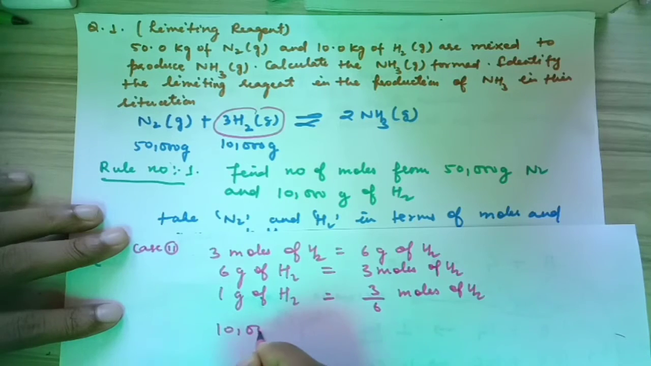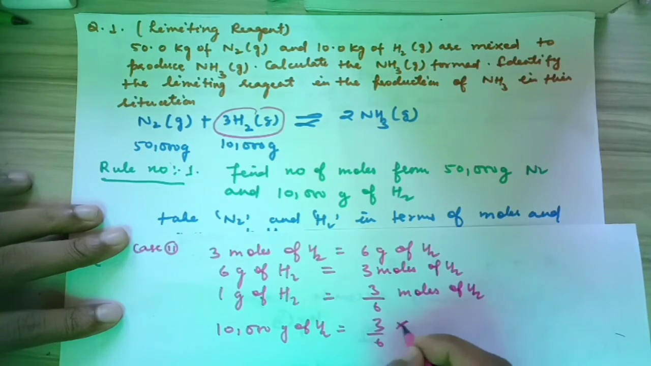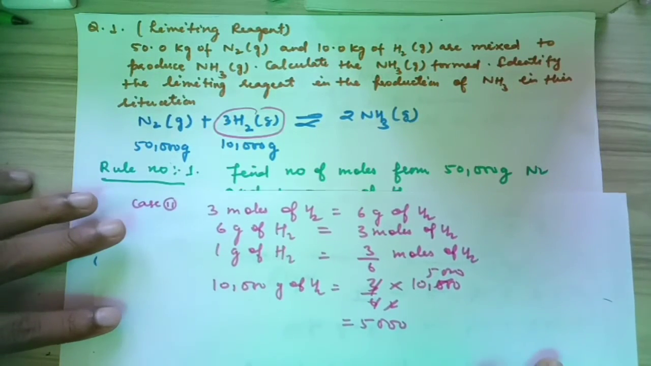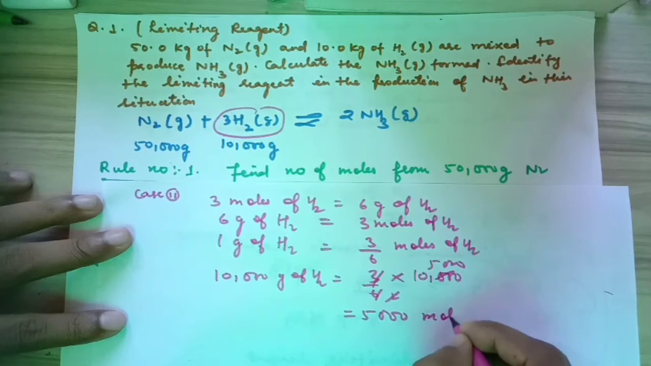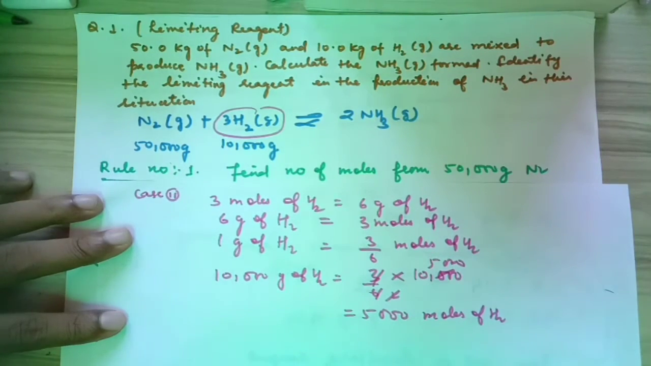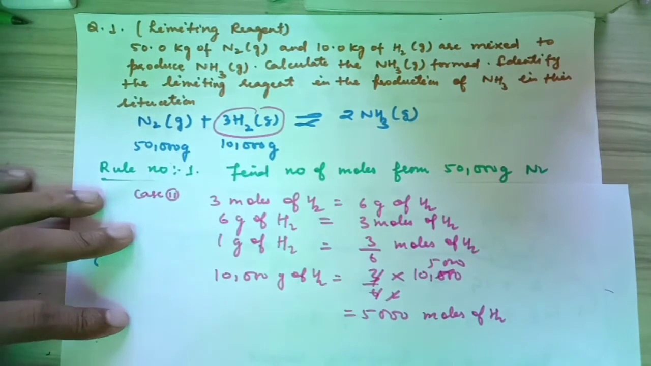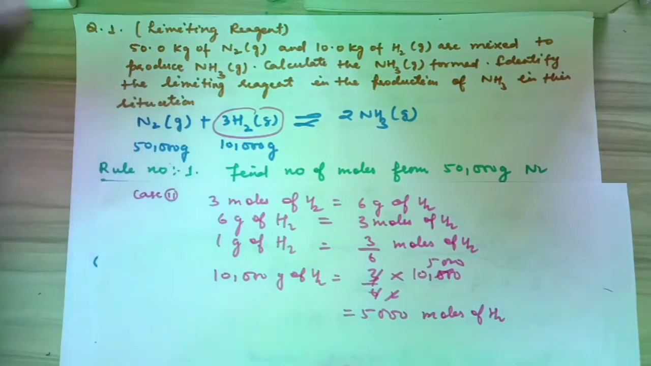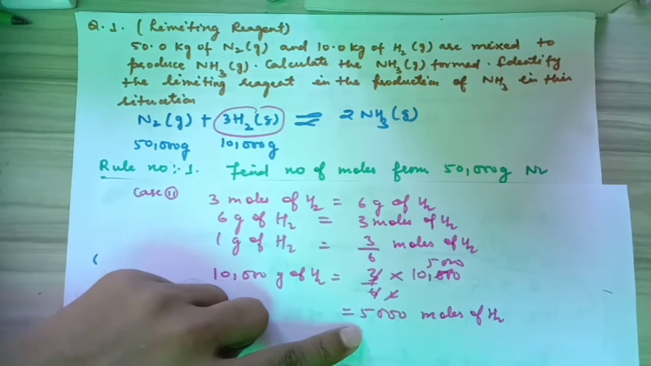So 10,000 gram of H2 will give 3 by 6 into 10,000. So we'll get 5,000 moles of H2. Now we know both quantities obtained from 50,000 gram and 10,000 gram. One is 1785.7, or we can say 12,500 by 7, and another is 5,000 moles of H2.